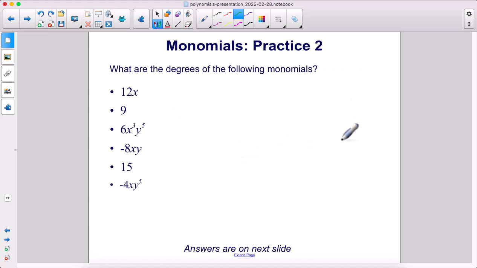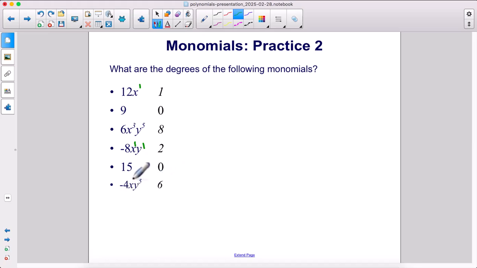What are the degrees of the following monomials? 12x has a variable x to the power of 1, therefore it is 1. Remember, a constant out front does not have a degree. 9 by itself has a degree of 0. 6x cubed y to the fifth, we add the 3 and the 5 to get 8. -8xy, x has an exponent of 1 and so does y, so 1 plus 1 is 2. 15 is just a constant, so it has a degree of 0.